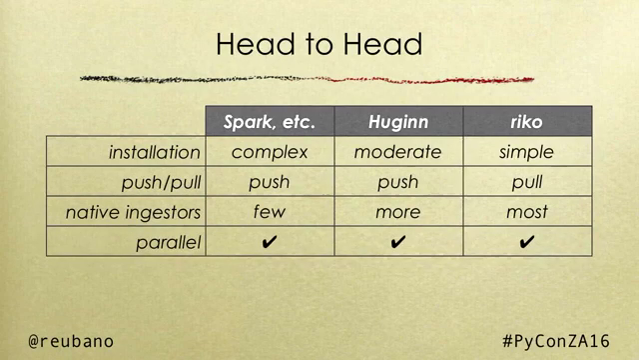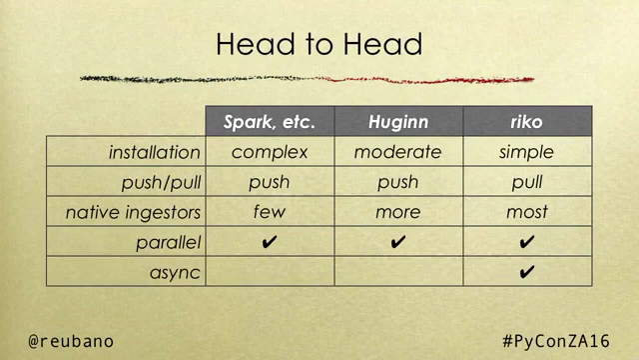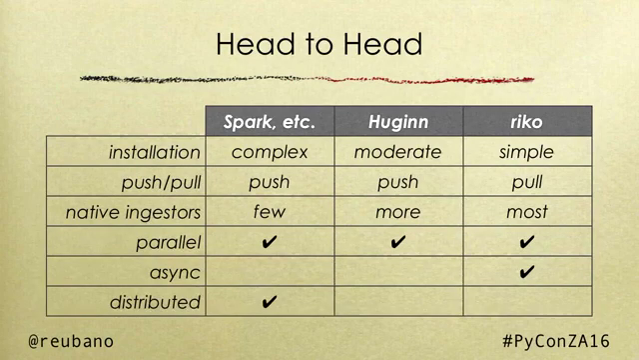And then looking at being parallel, all of them you're able to run in parallel mode. But as far as async, from what I've looked at, at least reading the websites and documentation, neither Spark or Storm or Fusion have an async API. And then finally, distributed. Riko is meant to run on a single machine without a cluster, whereas Spark, Storm, etc. are designed for being distributed and running on multiple machines.